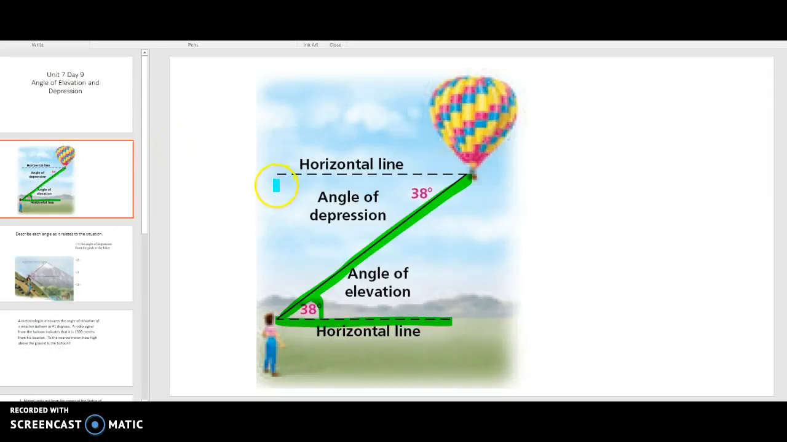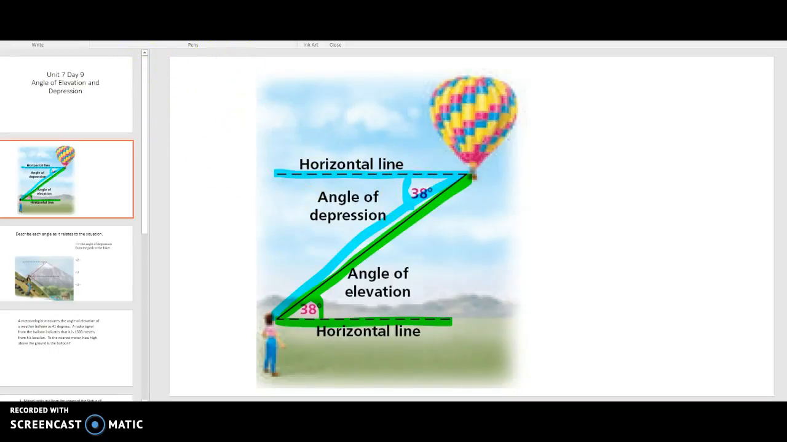Now, what happens if we're up top? So say you're in this balloon, and you want to look down at the person. Well, your line of sight is here, but then as you look down, your horizontal line of sight and the angle of depression end up creating this angle here, which is the angle of depression.